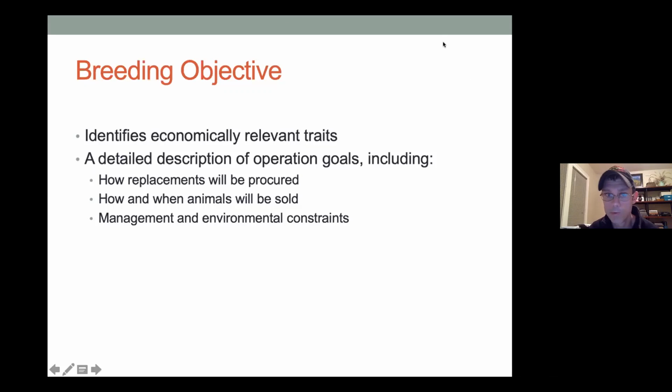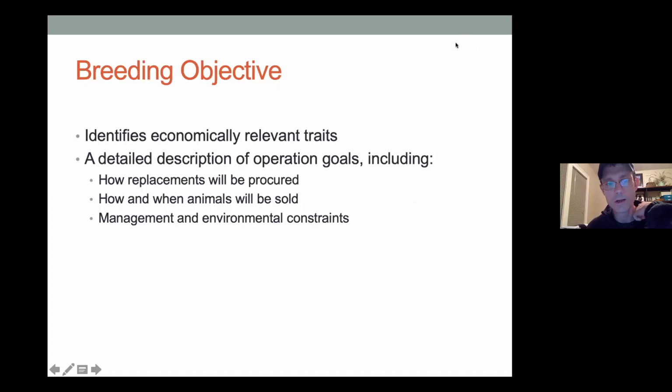Things like how replacements are going to be procured. Are those going to be generated on ranch? If so, are they generated from a separate herd? Or are they going to be purchased from outside? How and when will terminal animals be sold? Are they going to be sold at weaning, or are you going to retain ownership through the finishing phase?